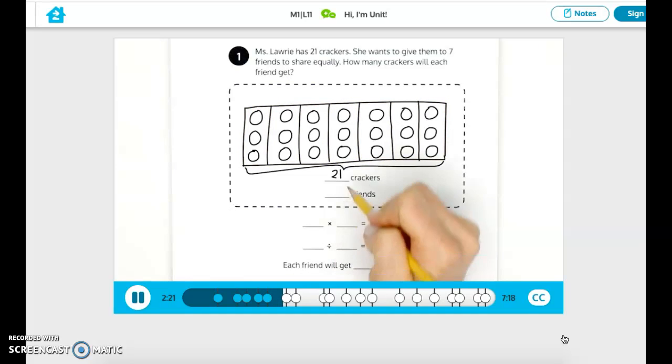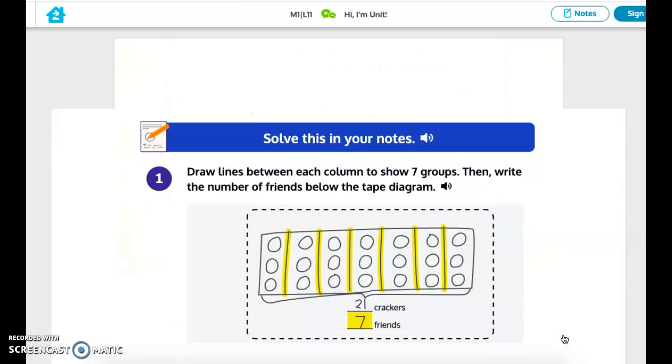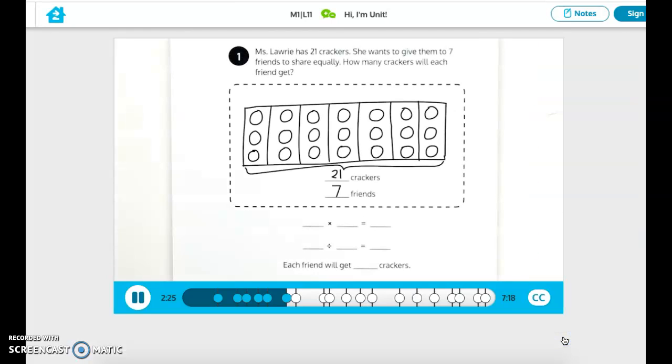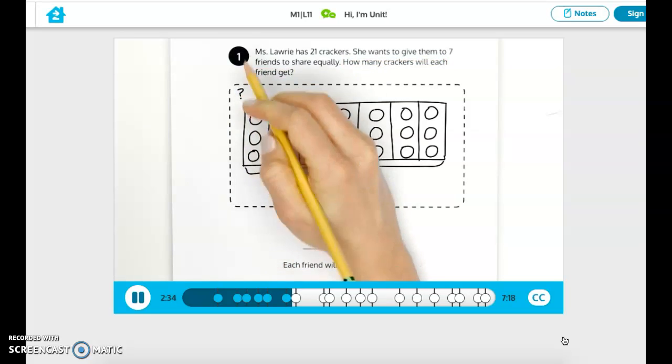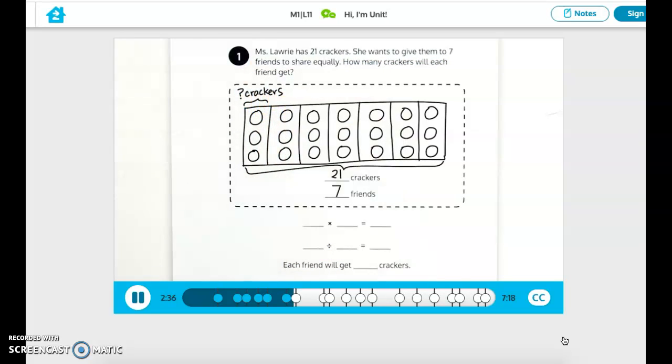I'll label 7 friends here. Your turn. We want to find out how many crackers each friend will get. That's our unknown, the size of each group. I'll draw a bracket and label that here with a question mark. Your turn.